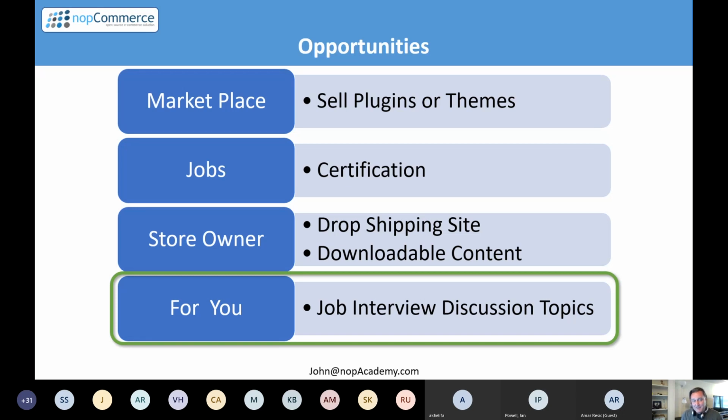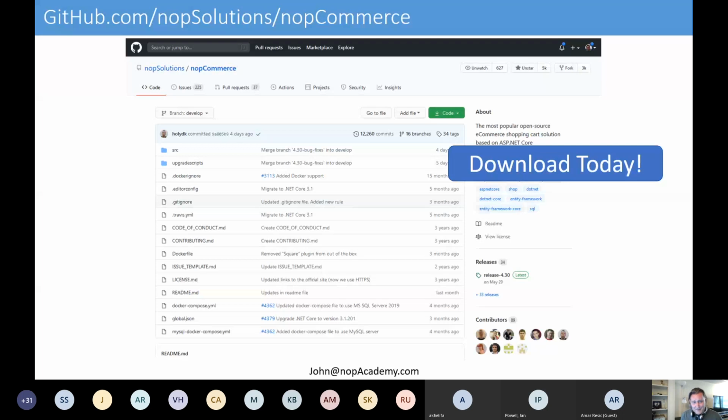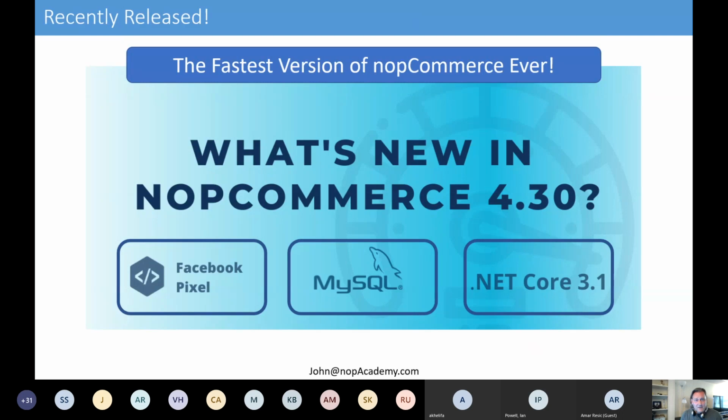I think there's some great aspects to this software as being not only implemented as a storefront, but as a reference architecture for a .NET developer. So by far, my advice to .NET developers is go to GitHub, download it today, check it out. The 4.3 version was recently released. It is touted as the fastest version of nopCommerce ever, and I can see why when I look at the code improvements. It also supports MySQL, and it compiles on .NET Core 3.1.